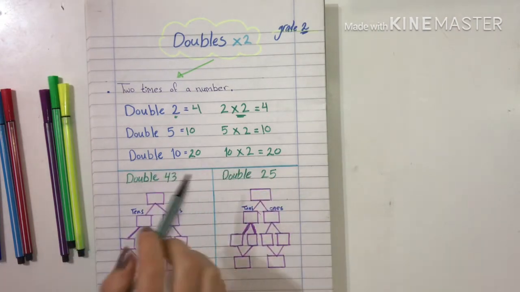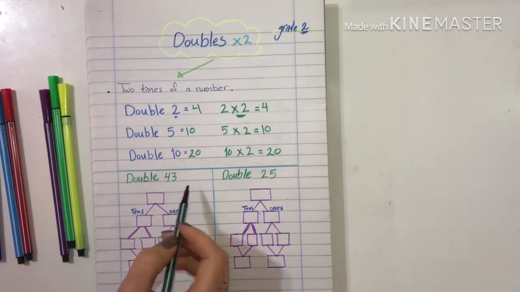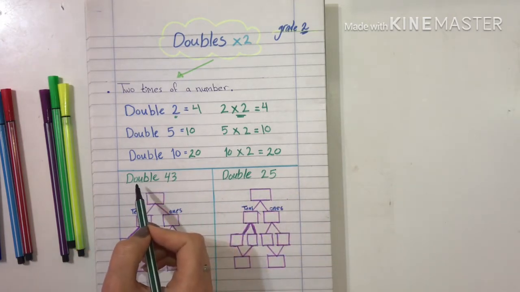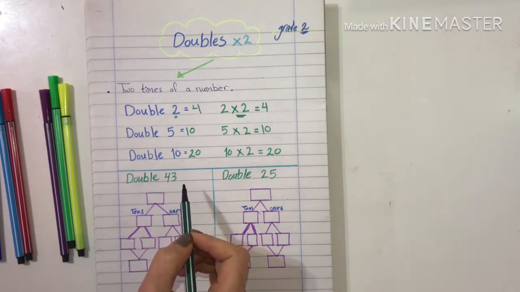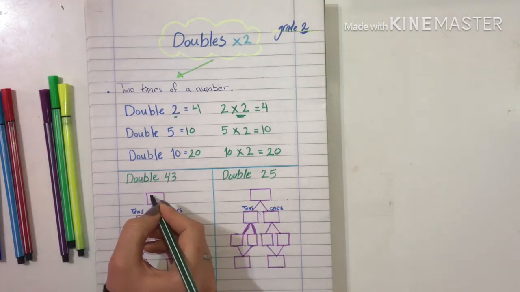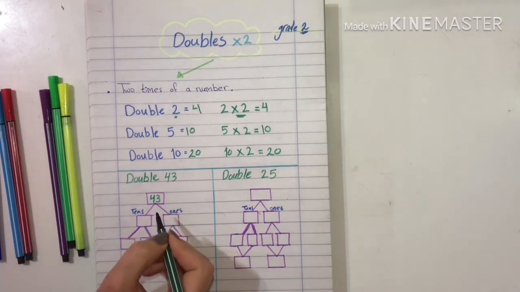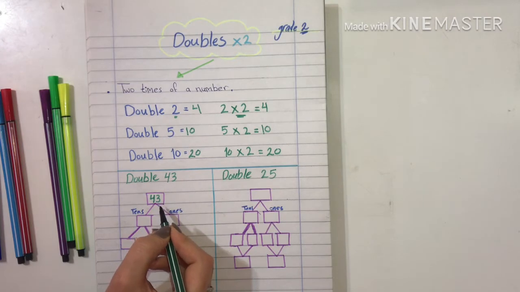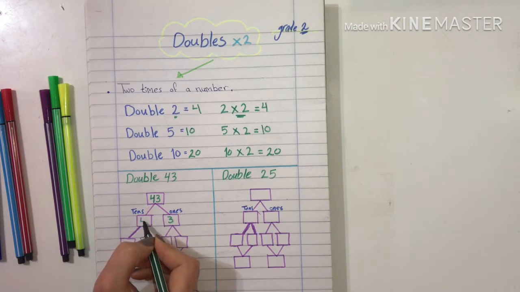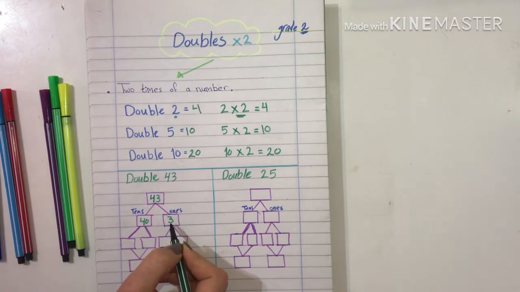I think it's easy and clear, but what about the larger numbers? For example, here we have double 43 and double 25. To make it easier, doubling larger numbers can be done by partitioning. How are we supposed to do something like that? This is the number we have, 43. We will see how many tens and ones we have in the number. How many ones do we have here? 3. And how many tens? 40. Because 43. So 40 as tens and 3 as ones.